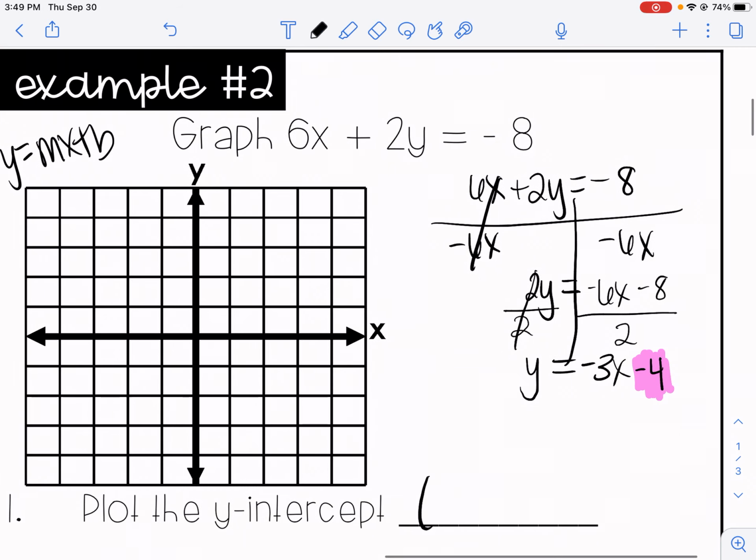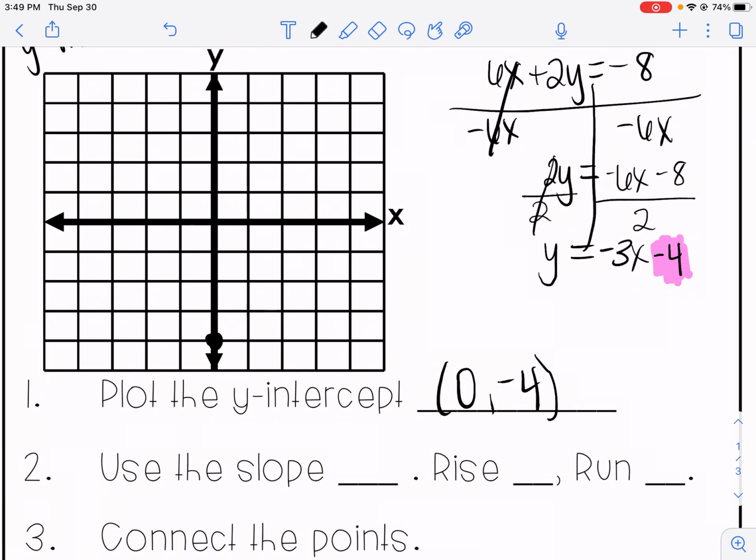So we're going to plot our intercept first. So we've got 0, negative 4, which will be down 1, 2, 3, 4 right here. Then we have to use our slope. Our slope is negative 3, which is not a fraction. But since we're having to do rise over run, I want to write it like a fraction. So I'll write negative 3 over 1. Okay? Any integer you have to put over 1.